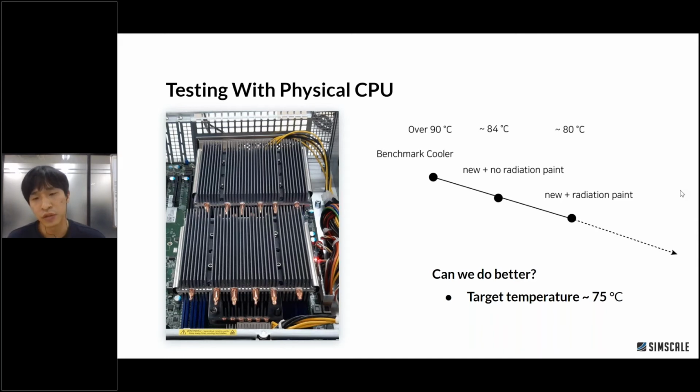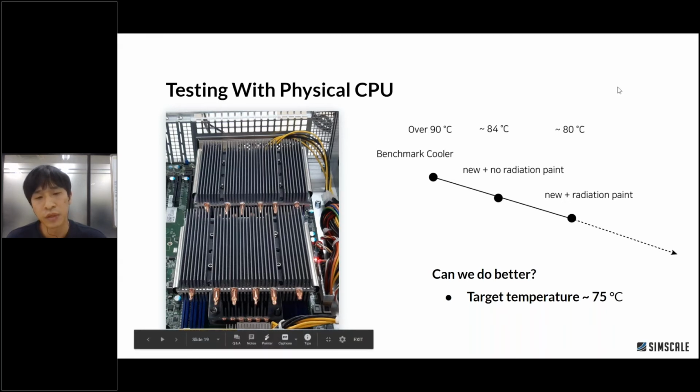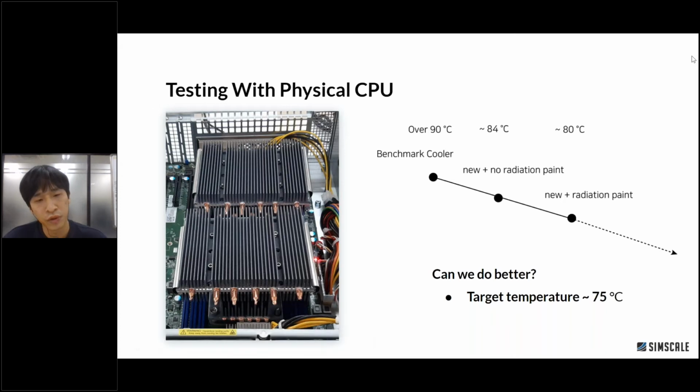So at this stage, we were only 5 degrees off from the target temperature. The client wants their CPU working at 75 Celsius degree. So at this stage, we tried to see if we can optimize further, using the SimScale simulation to do this optimization.